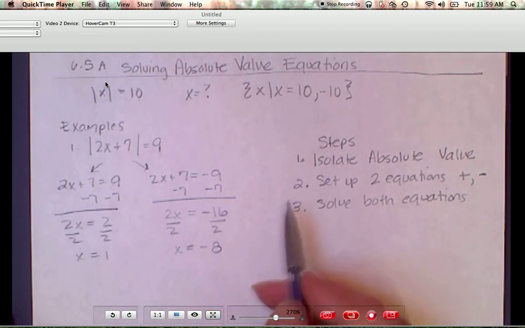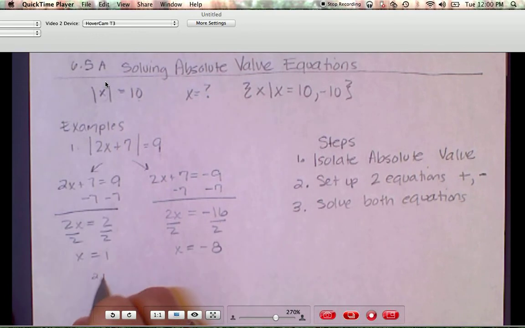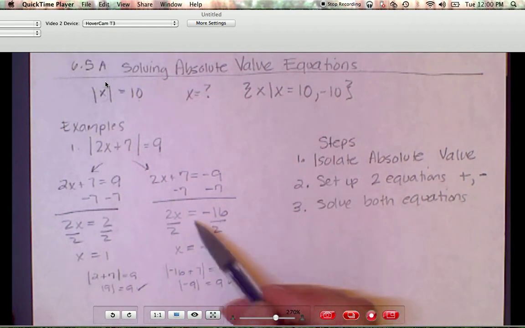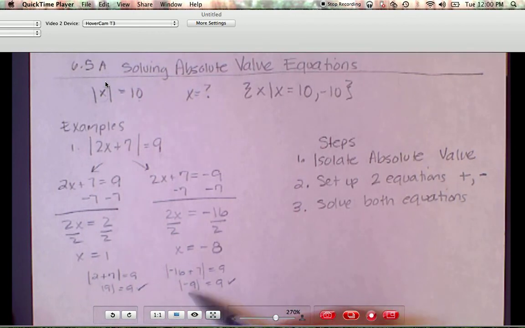Now let's check both of these mentally, or I'll write them down. 2 times 1 is 2, plus 7 equals 9. So 2 plus 7 is 9, the absolute value of 9 equals 9. That one works. Negative 8: 2 times negative 8 would be negative 16, plus 7. Negative 16 plus 7 will give us negative 9, and the absolute value of negative 9 does equal 9. So they both do work. That's why we get two equations, because this one gives us a positive 9, we take the absolute value of it. This one gives us a negative 9, and we take the absolute value of it.